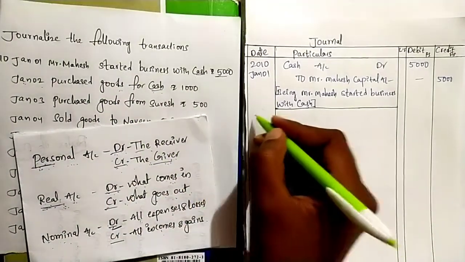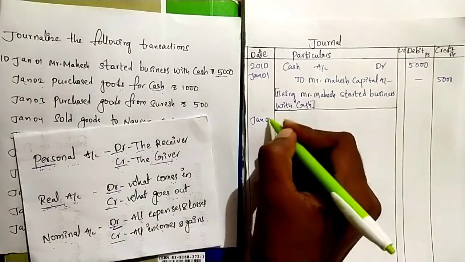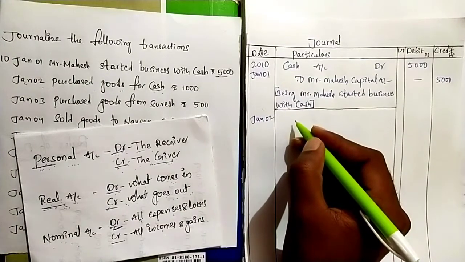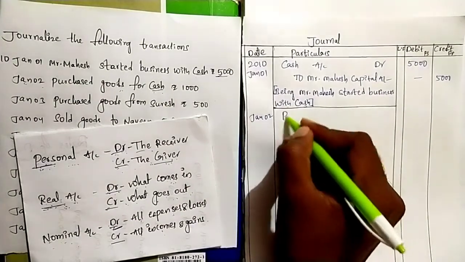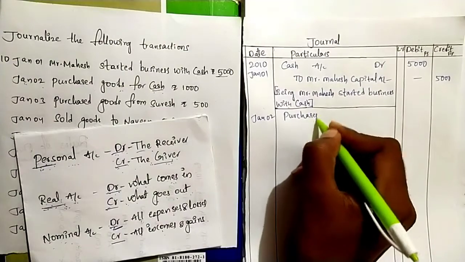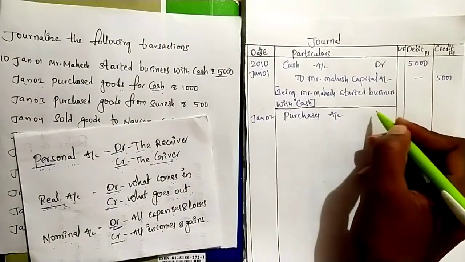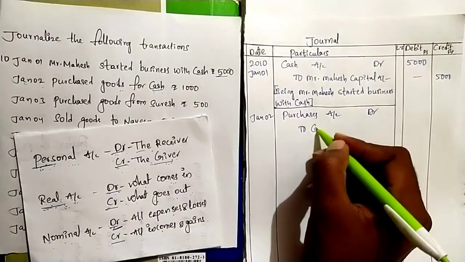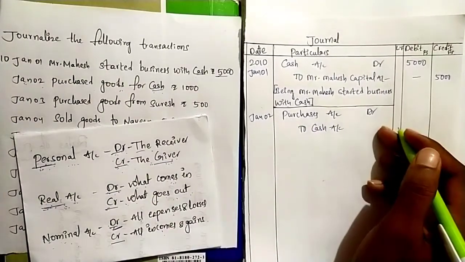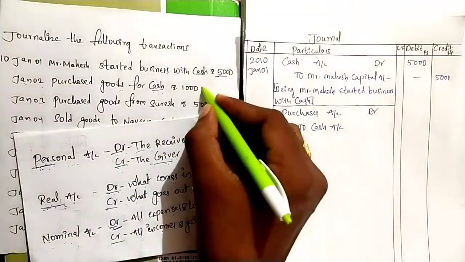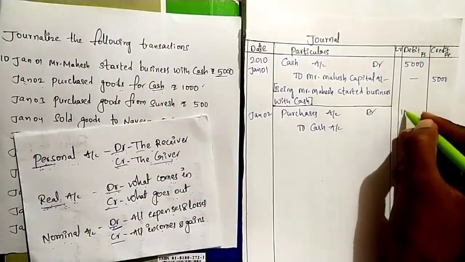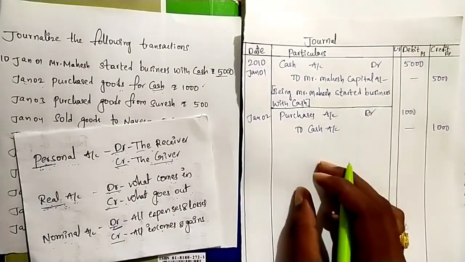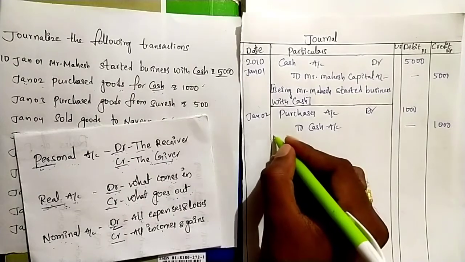See this, January 2nd, which account is debited first? Purchases account. See this, purchases account, debtor to cash account. Right, how much? 1000 rupees. Purchase account debited with 1000 rupees, cash account credited with 1000. That's it. We have to give some narration.